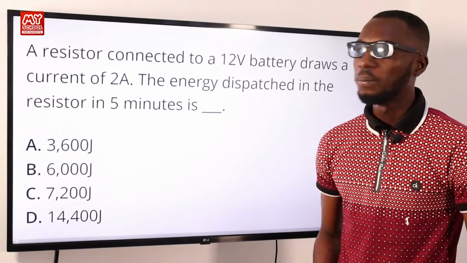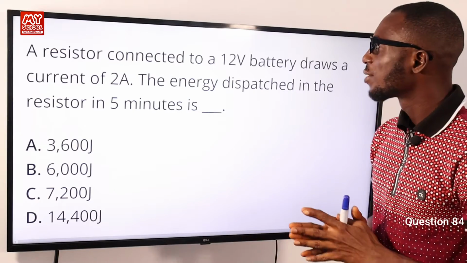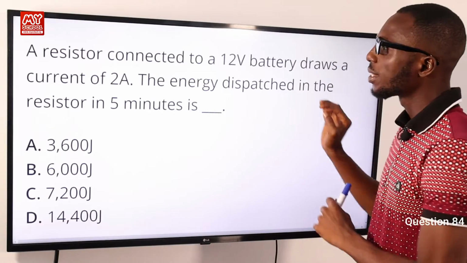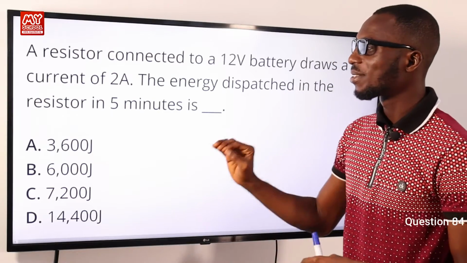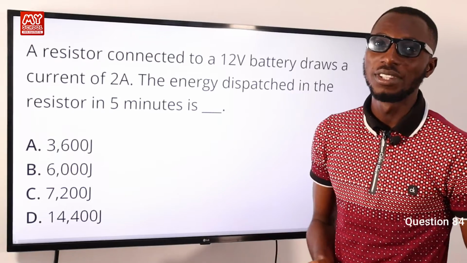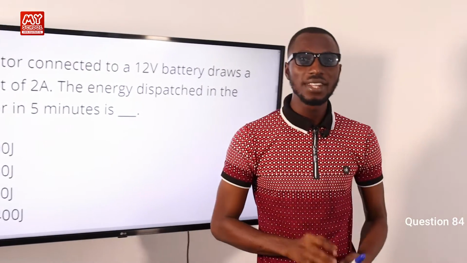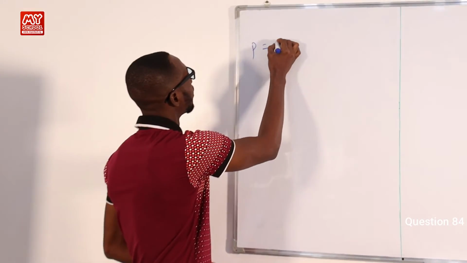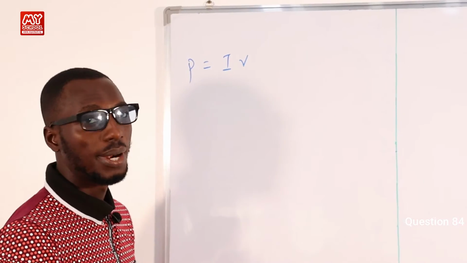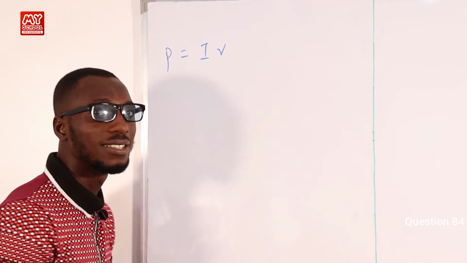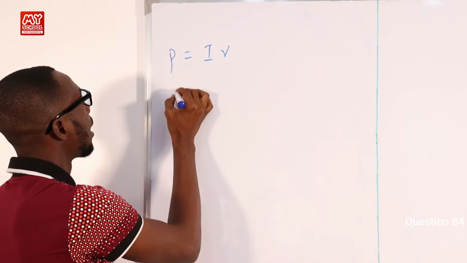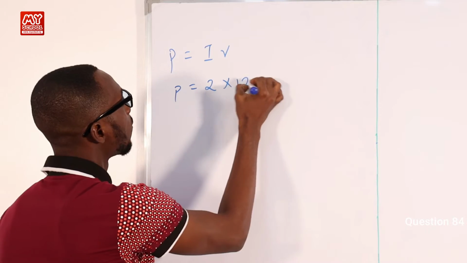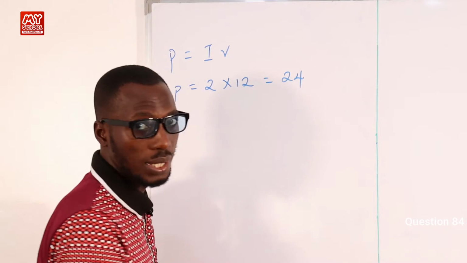This is question 84. A resistor connected to a 12-volt battery draws a current of 2 amperes. The energy dissipated in the resistor in 5 minutes is what? Okay, so we just have to use simple derivatives where power equals current times voltage. From the question, the current is 2, the voltage is 12. So that is 2 times 12, and that gives you 24 watts.